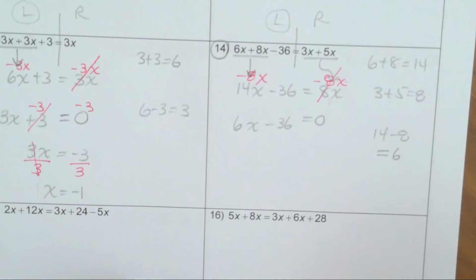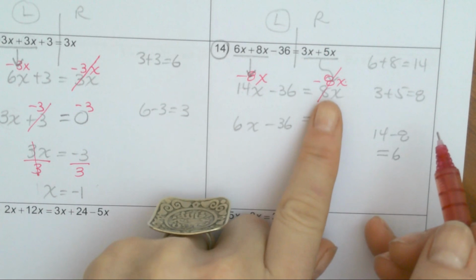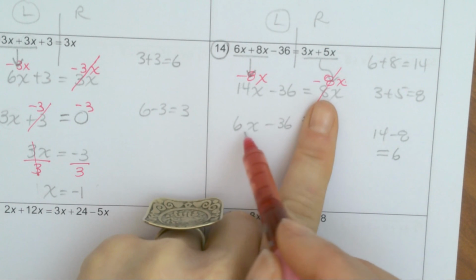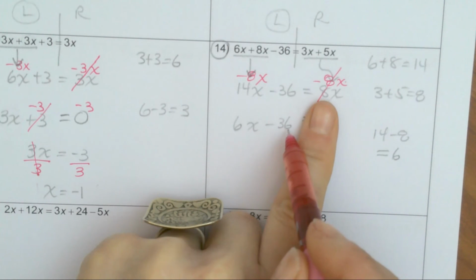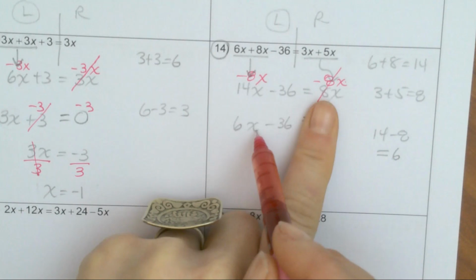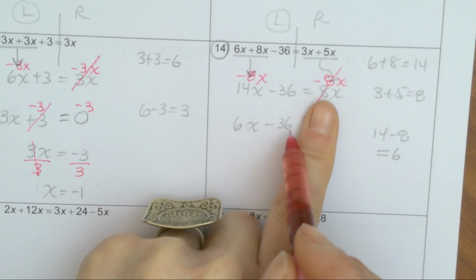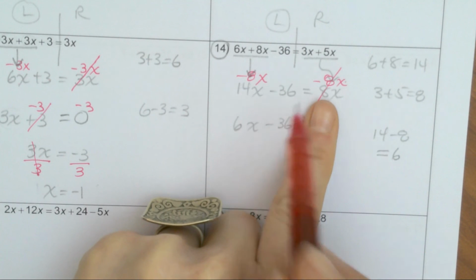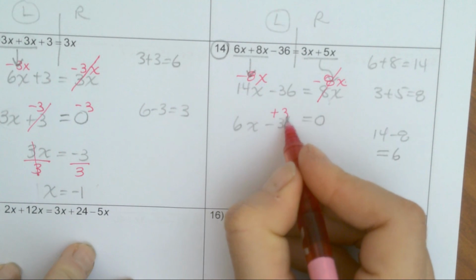So x wants to be alone. So we have to get rid of the 6 and the 36. 6 is like the best friend. 36 is like the neighbor. Who do we get rid of first? The neighbor, because he's kind of far away from the x. So if this is a negative 36, or I lose 36, what's the opposite of losing 36? I always do the opposite.